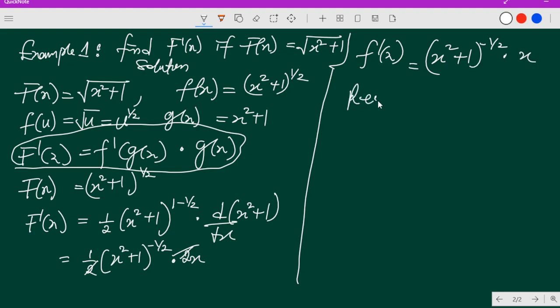But to recall from the facts of indices in elementary maths, one fact is that a raised to power minus n gives us 1 over a raised to power n.